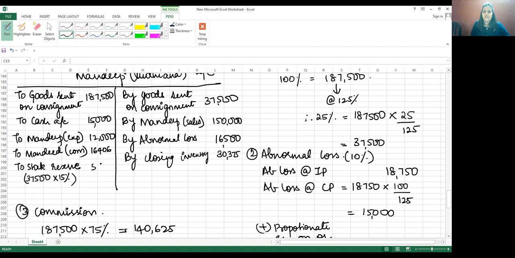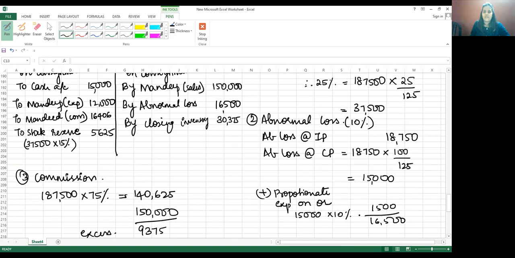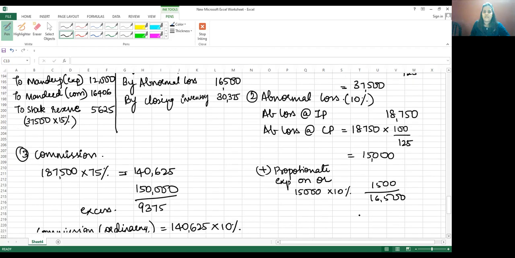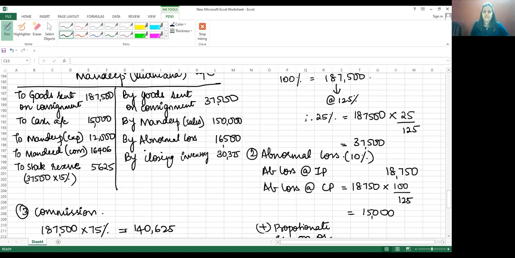I think 5625. Okay, ma'am, how 37,500? 37,500 is nothing but your cost price of the goods sent plus the load, sorry, plus the consignor's direct expense. So we have finished goods sent on loan, consignor's direct expense, consignee's direct expense, commission, sales, abnormal loss. Then we have also finished stock reserve.